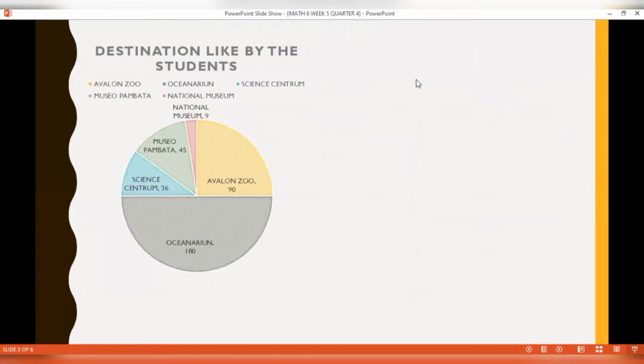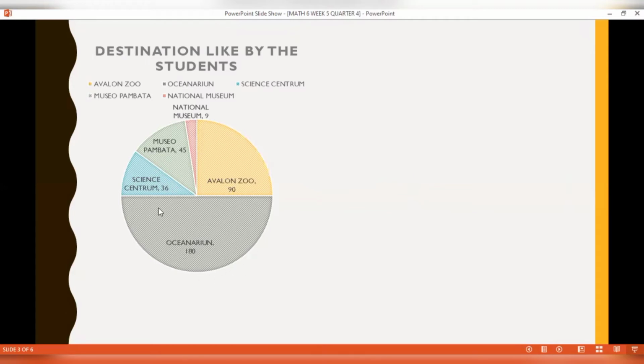Ngayon, ito yung mga questions tungkol dito. At ito yung pie graph, Destination liked by the students. Yung yellow, Avalon. Yung green ay Museo Pambata. And red is National Museum. At itong isa, medyo blue, Science Centrum. Itong medyo gray ay Oceanarium, yung pinakamalaki.